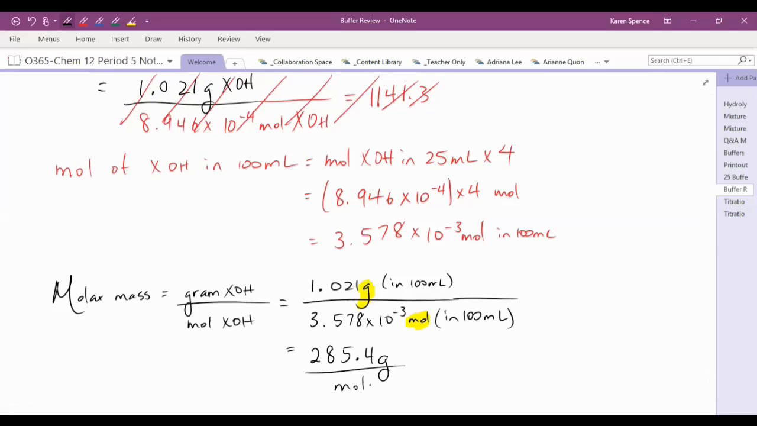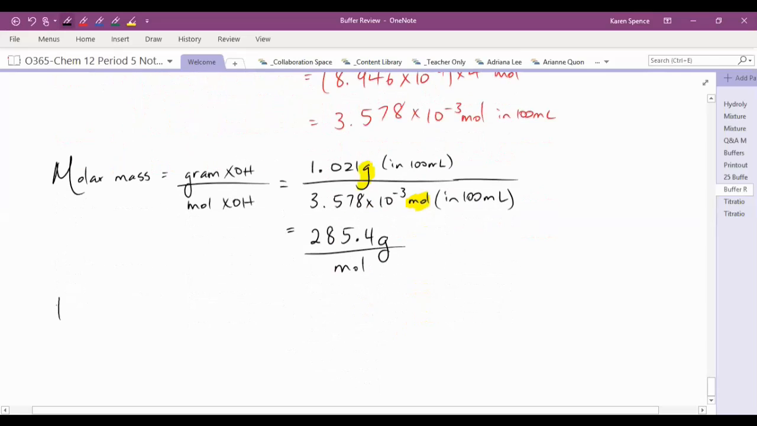Alrighty. So just watch out with your volumes there. Obviously, it's easy to make a mistake. If you would like another practice that's very similar to that one, now that you know how to do it, you could try number 105.